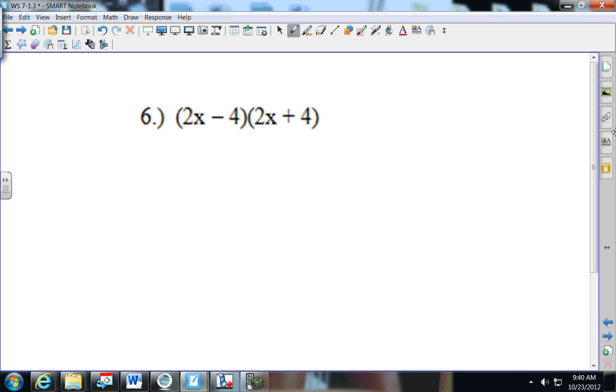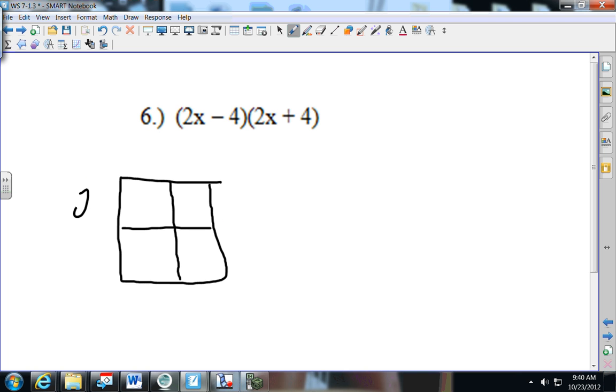On number 6, we're going to do the same thing. It's a binomial times a binomial. So I have 2x minus 4 times 2x minus 4. So 2x times 2x, 4x squared. 2x times negative 4, negative 8x. Negative 4 times 2, negative 8x. This box right here, negative 4 times negative 4 is positive 16.